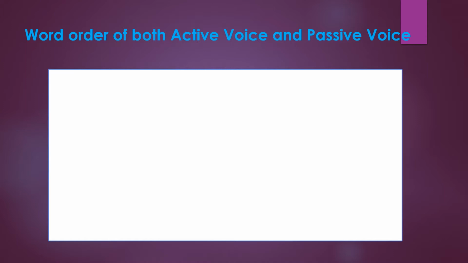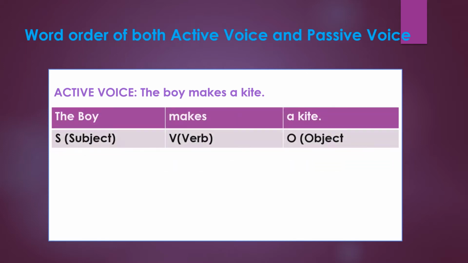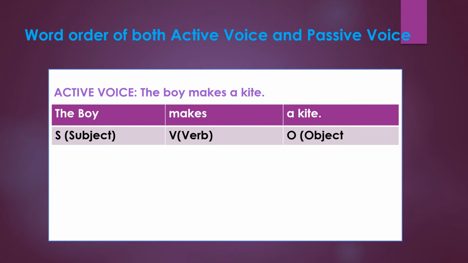Let us check the word order of active voice and passive voice, how the word order changes in both the voices. In active voice, if we take the example, the boy makes a kite, the word order is subject, that is the boy, verb, makes, and object, a kite. So subject, verb, and object. This is the word order for active voice.